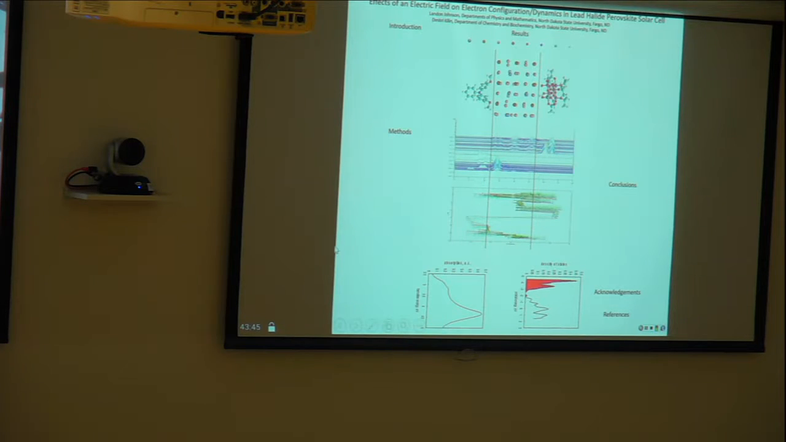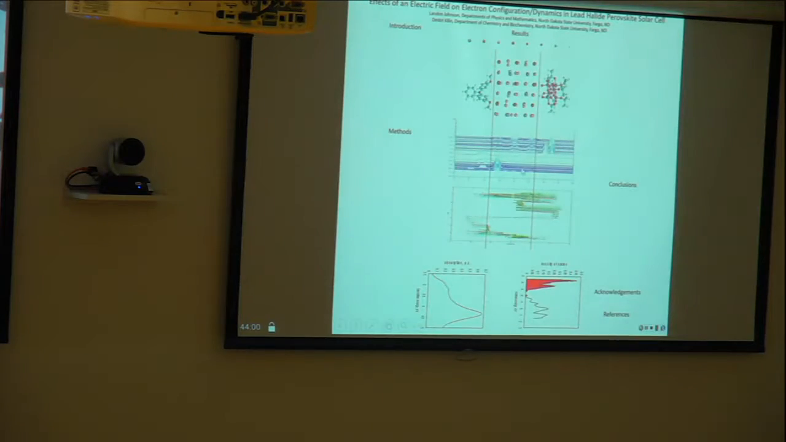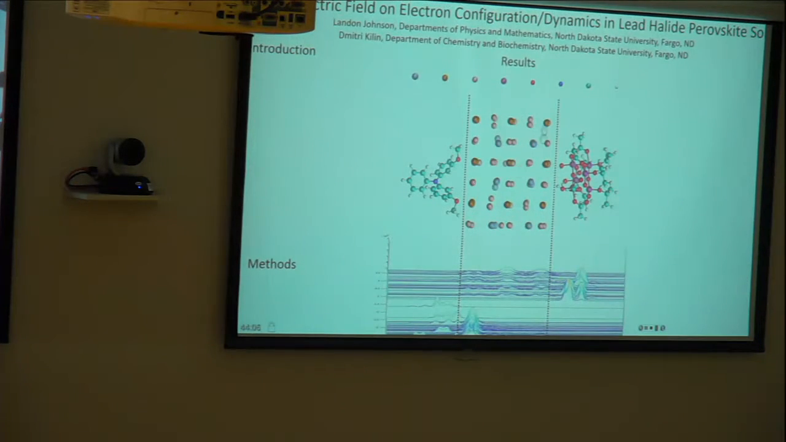So I'm looking at the effects of an electric field on a perovskite solar cell architecture with a hole transport material and an electron transport material. This is the model that I'm looking at, and I made a legend. I haven't labeled it yet, but from left to right, it is cesium, lead, bromine, titanium, oxygen, nitrogen, carbon, and hydrogen.